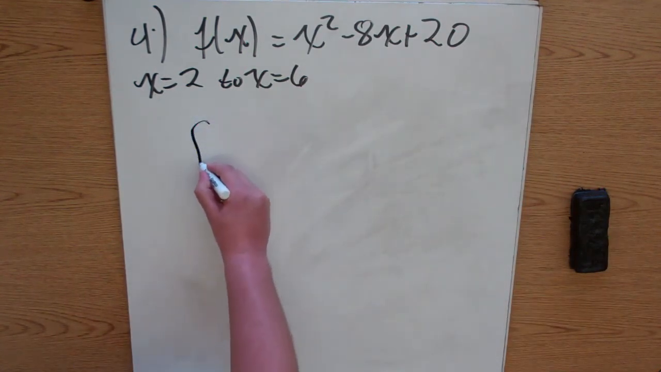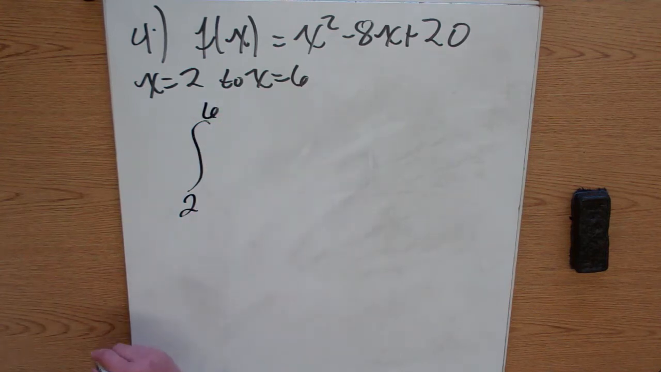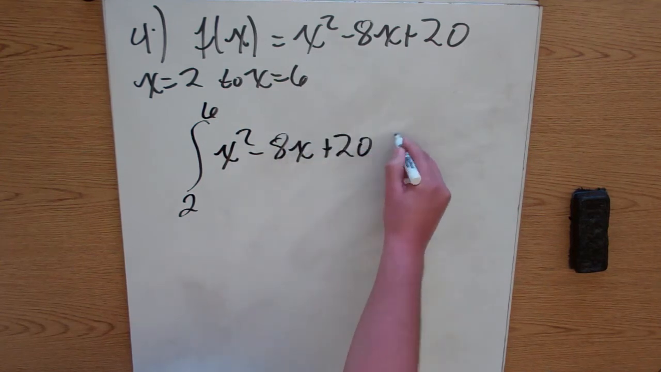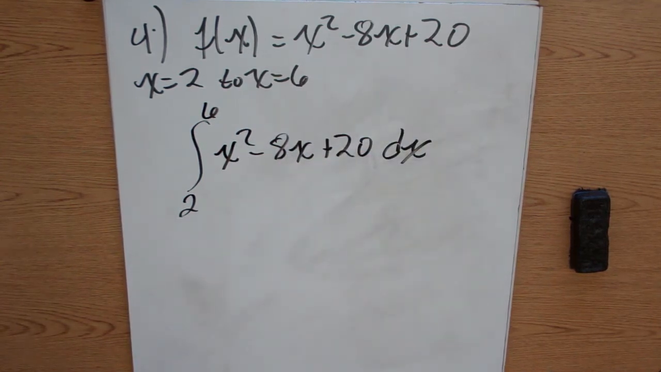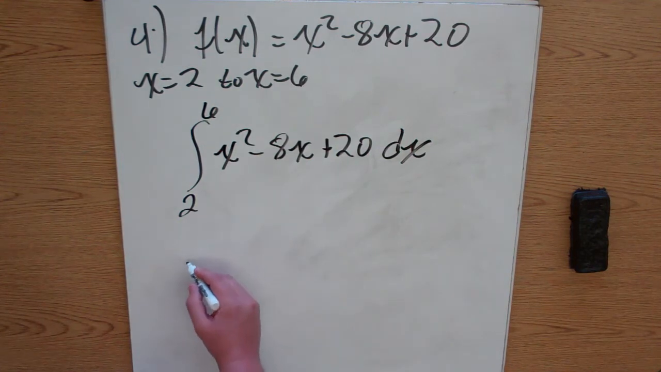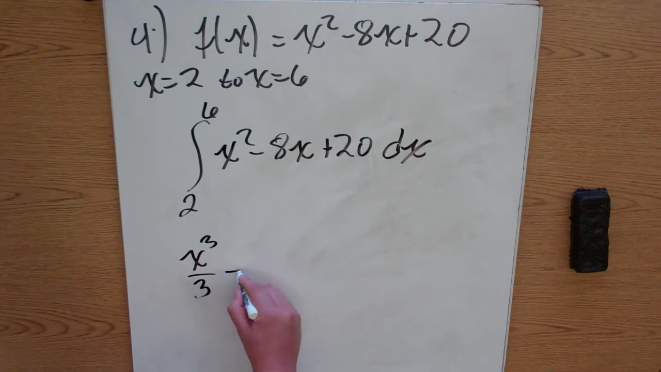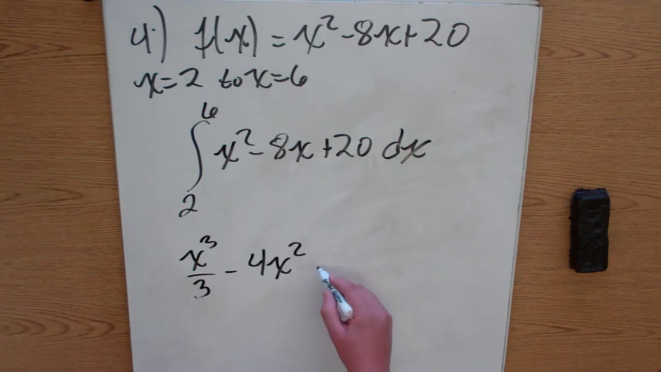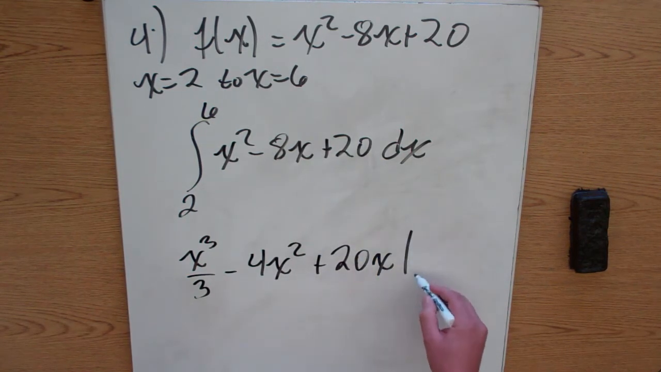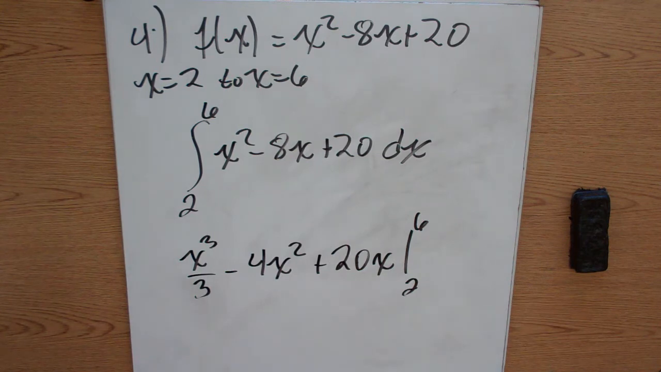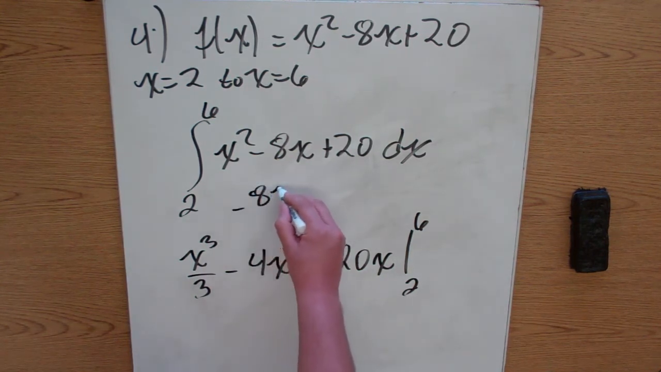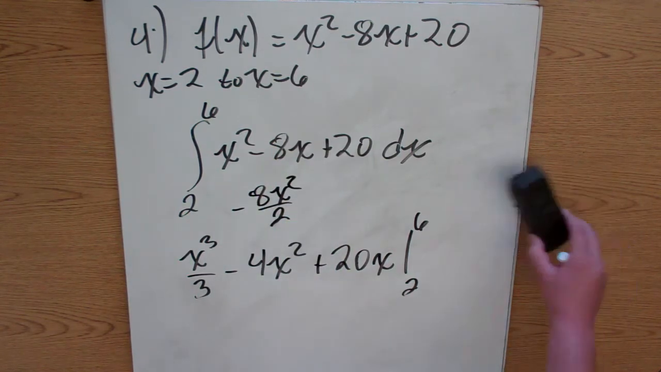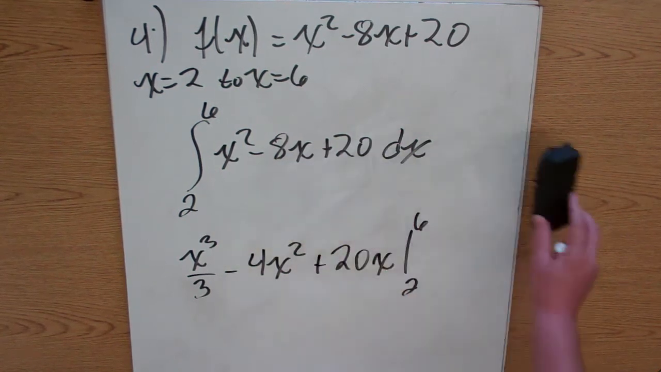So we're just going to do the antiderivative from 2 to 6 of x squared minus 8x plus 20 dx. All right? So when you take the antiderivative, you're going to get x cubed over 3 minus 4x squared, because this term simplifies, plus 20x, and we're going to evaluate that from 2 to 6. This term would actually be negative 8x squared over 2, but of course the 8 and the 2 cancel out to the 4. That's why I went ahead and simplified it down to the 4x squared.